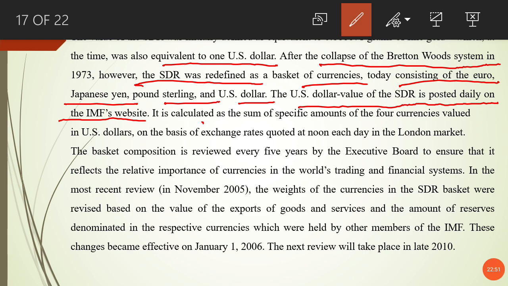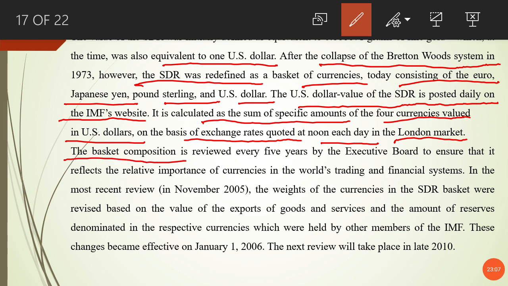It is calculated as the sum of specific amounts of the four currencies valued in US dollars on the basis of exchange rates quoted at noon each day in the London market. The basket composition is reviewed every 5 years by the executive board to ensure that it reflects the relative importance of currencies in the world's trading and financial system.